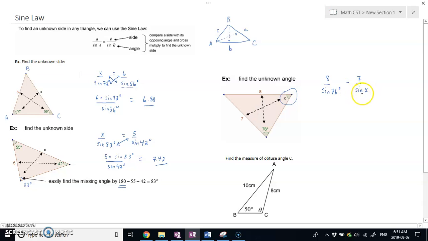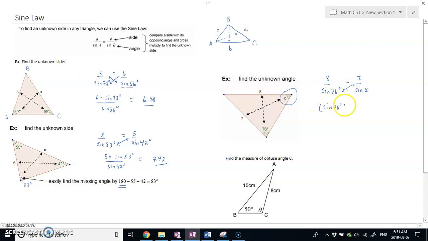Now, don't just put over x. I've seen that many times on tests. Remember that you have an operation going on here in the denominator. We're taking the sine of an angle. That's why it's called sine law. So once again, I'm going to multiply the two things I have and divide by the lonely one, which is the 8. So sine of 76.